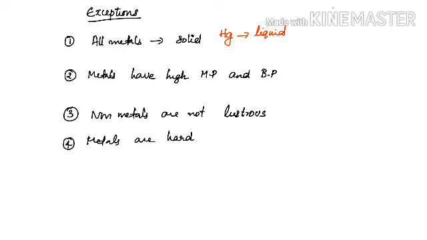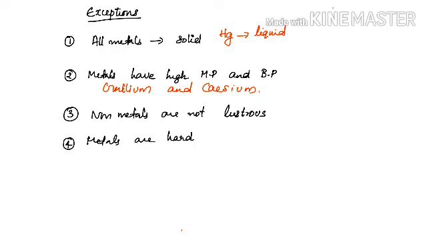Then we have studied that metals have a high melting point and boiling point. Here also there is an exceptional case: there are two metals which have a very low boiling point and melting point. That means even if we keep those metals in the palm of our hand, they will melt. So very little temperature is required for those metals to melt. Those elements are gallium and cesium. Gallium and cesium are two metals with very low melting and boiling points.